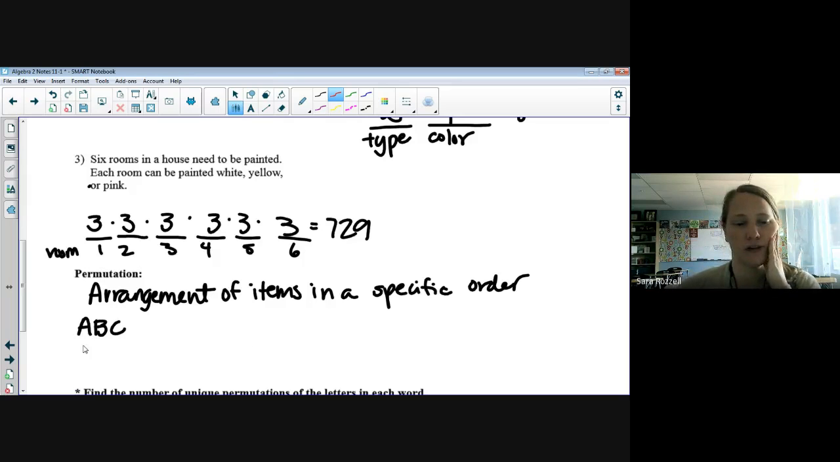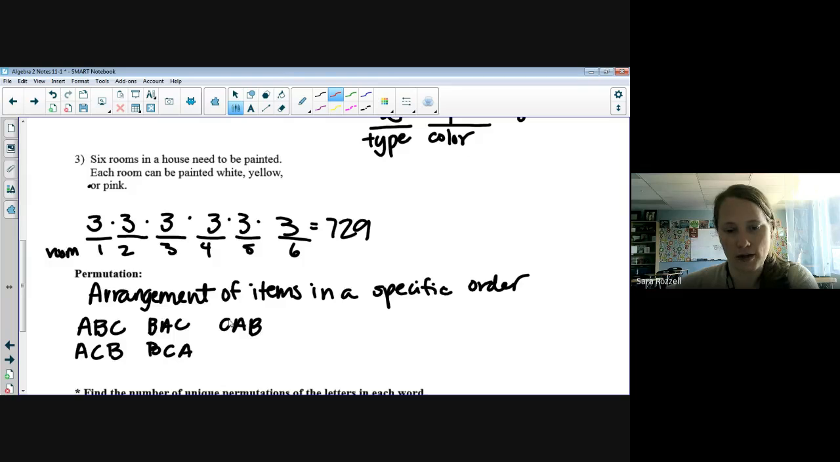So we have A, B, C. We could have A, C, B, right? We could have B, A, C and B, C, A. Are those all the ones that start with A and B? Is there any other way to start with A and B? Okay, so now we'll go to C. C, A, B, and C, B, A. Nothing else would start with C because we already mixed those up. So how many different ways can we arrange the letters A, B, C? There are 6 different ways, okay?